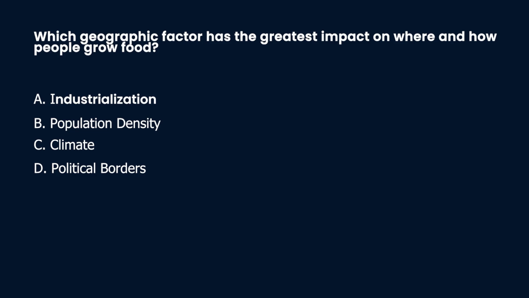The correct answer is C, climate. Why? Because if it's snowing in July, you're not growing strawberries. Don't overthink these. If the obvious answer makes sense, it's probably right. It's important to remember, the test isn't trying to trick you. If you know the correct answer, obviously choose that. But if you're not sure, trust your gut and you have a good chance of being right.